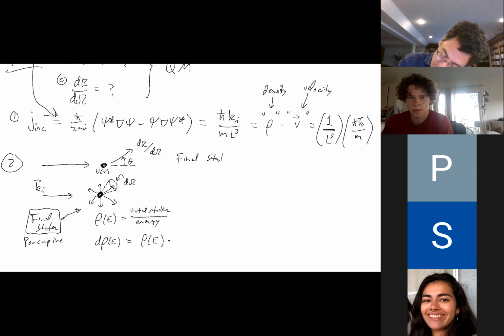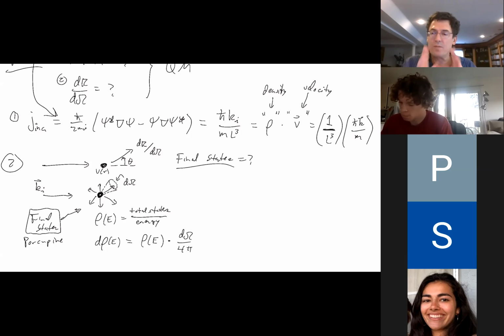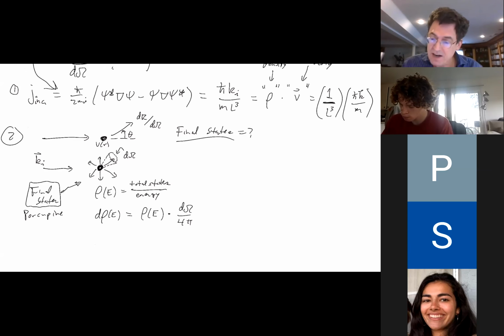d omega over 4 pi. That's right. So those are exactly, and that's because the total amount of solid angle is 4 pi, but we only care about a little piece of it, the d omega, which is the solid angle of our detector. And so that's the final states that we care about.